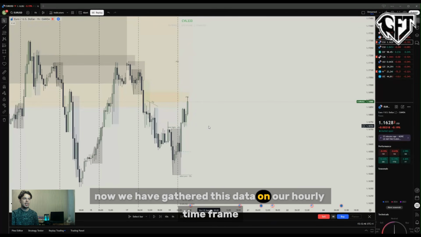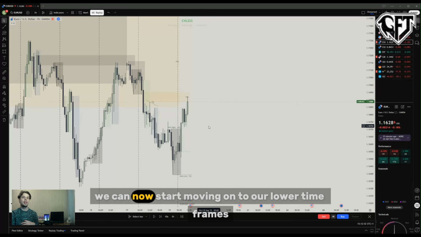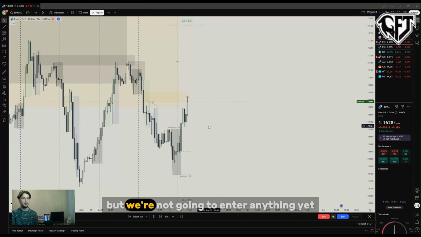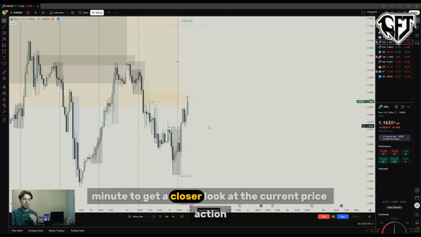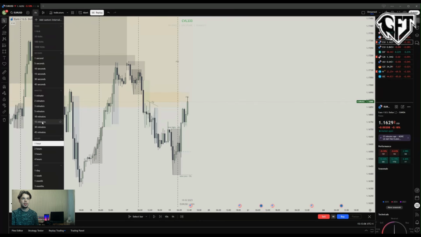Now we have gathered this data on our hourly time frame, and it still supports our overall short idea which we gathered on the higher time frame. We can now start moving on to our lower time frames and start considering an entry. But we're not going to enter anything yet until we get further confirmation. So from the hourly, I will then go into the 15-minute to get a closer look at the current price action which is being displayed in the market.